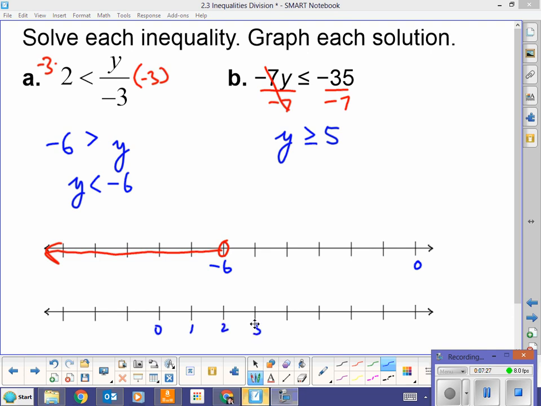Graphing, 4, 5. Okay. It's equal to 5, so I'm going to use a closed dot here at 5. And I want the numbers that are greater than 5. So I'm going to graph to the right. Okay. Very simple. This is the one big difference. So make sure you're always keeping your eyes open and thinking about these things. If you're dividing by or multiplying by a negative number, reverse your inequality symbol around.